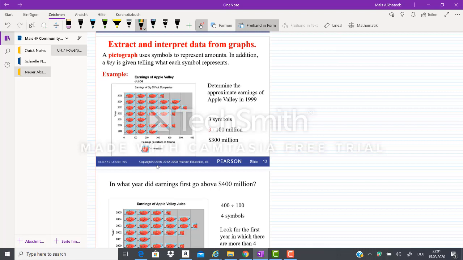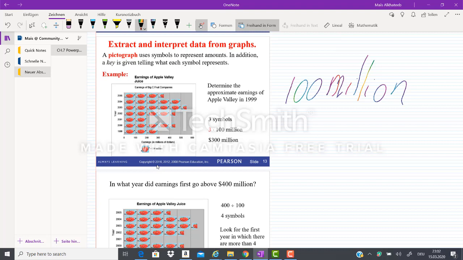Now another way to extract and interpret data from a graph is the pictograph. Pictograph is a very cute graph. So we use here the apple in calculating. Each apple represents $100 million. If I have 3 apples, that means I have $300 million. Then determine the approximate earning of Apple Valley in 1999. They have 3 symbols, 3 times 100, it will be 300.